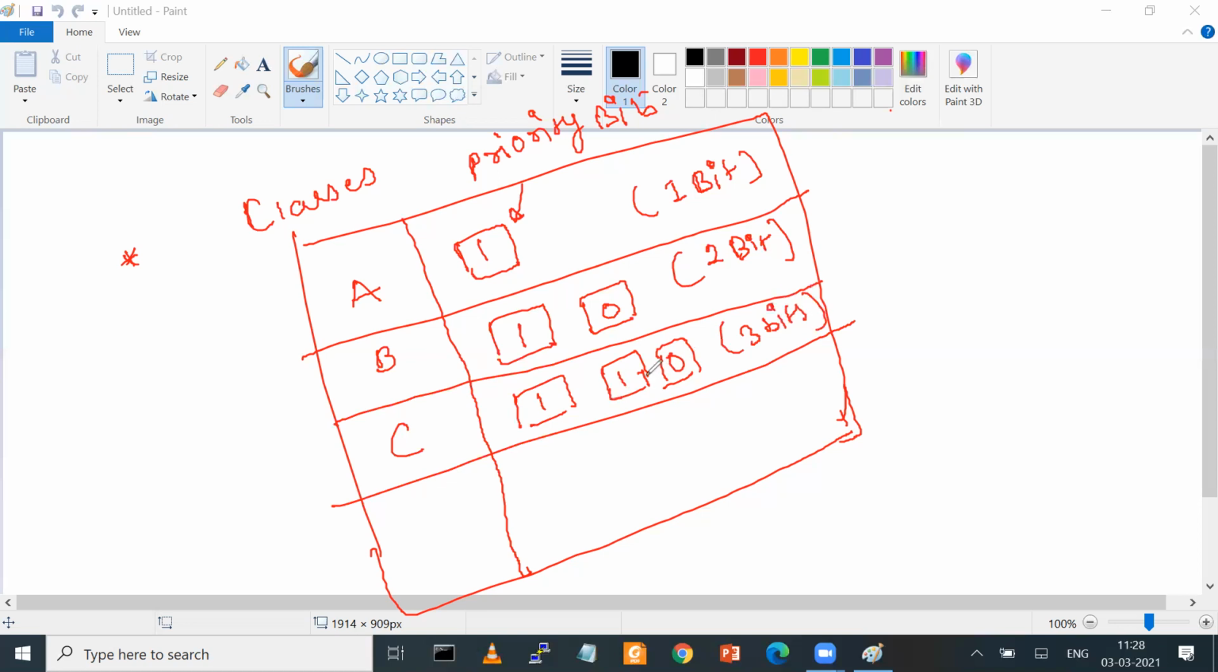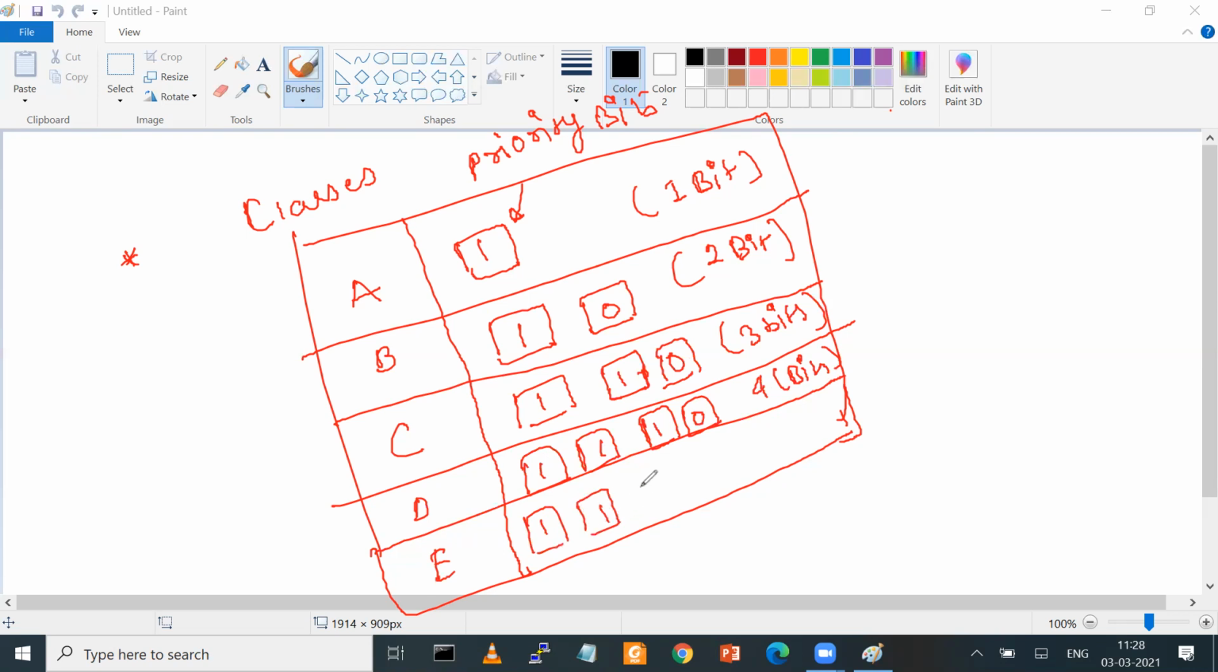A bit doesn't mean we consider it only if it is 1. A bit means either 0 or 1, so we are considering both. So for class C, priority bits is 3. Priority bits actually define the format, whether it is class A, B or C. In case of class D, it looks like this, 4 bits, and 5 bits for the next. But in real time, we only use the first 3 classes.